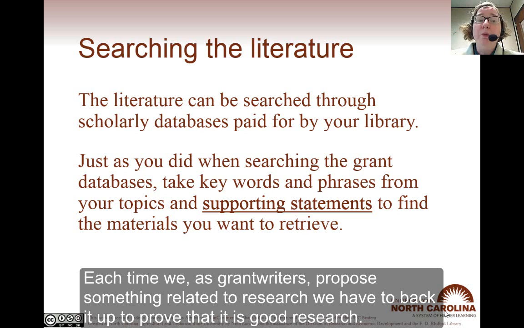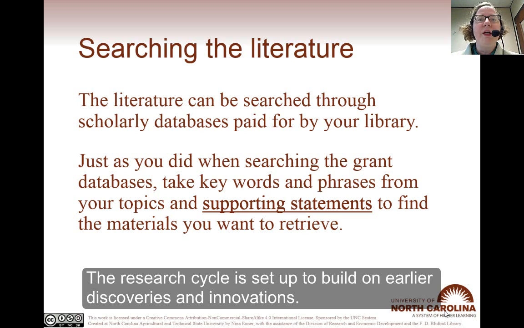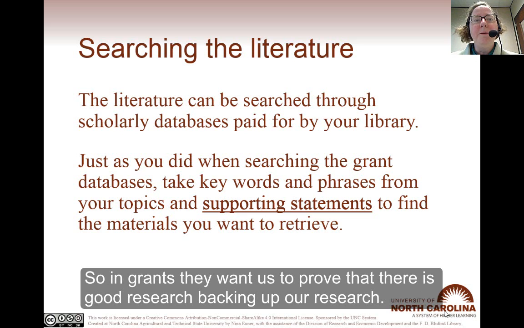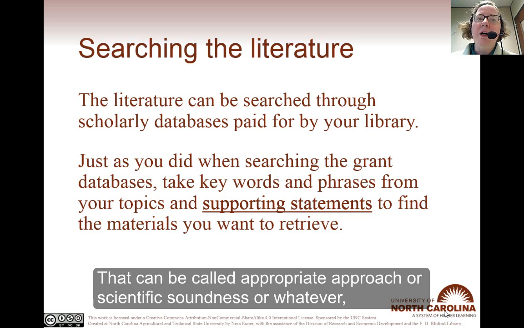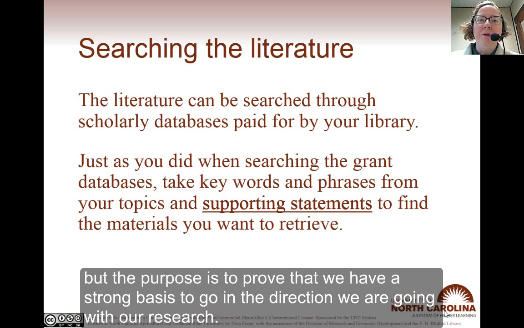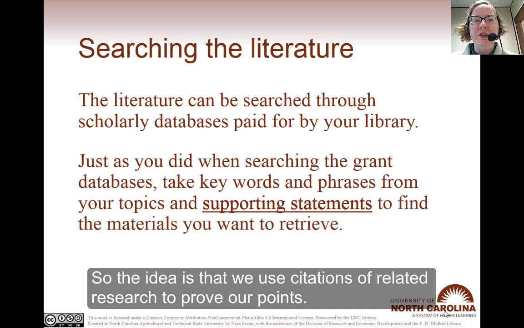Each time we as grant writers propose something related to research, we have to back it up to prove that it is good research. The research cycle is set up to build on earlier discoveries and innovations. So in grants, they want us to prove that there is good research backing up our research. That can be called appropriate approach or scientific soundness or whatever, but the purpose is to prove that we have a strong basis to go in the direction we are going with our research. So the idea is that we use citations of related research to prove our points.